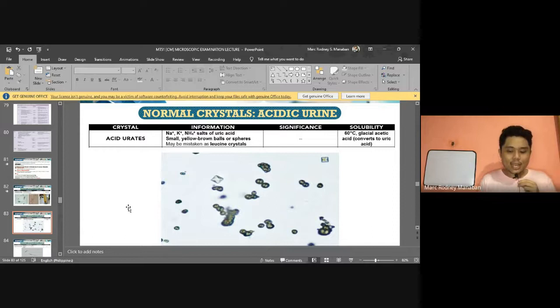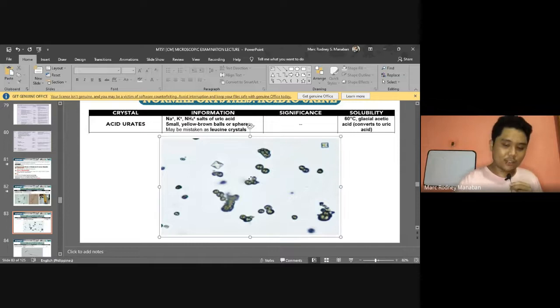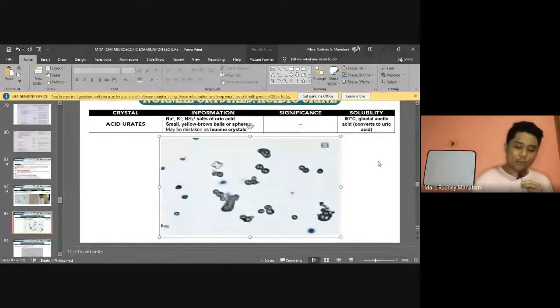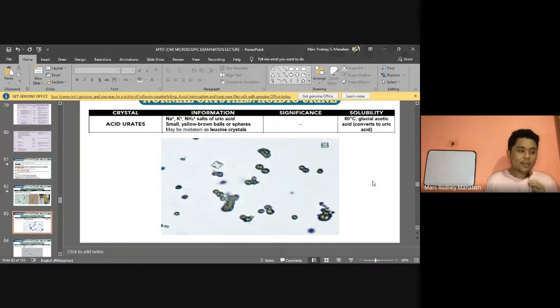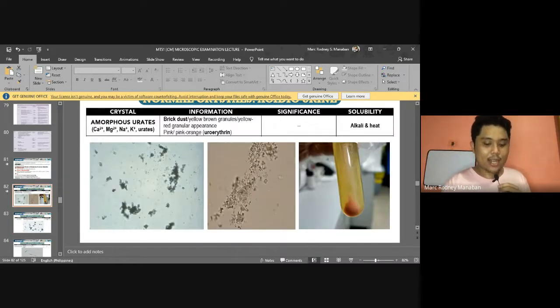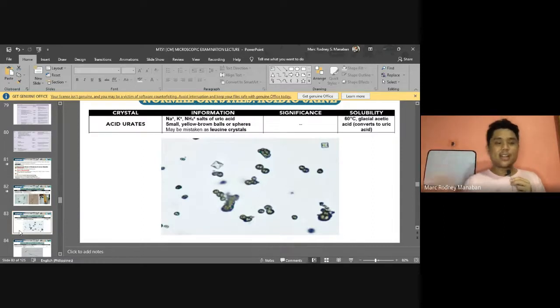So acid urates, again, are salts of uric acid. Their appearance is spheres, small yellow-brown balls, and they may be mistaken for leucine crystals. Later we will see a picture of leucine crystals. For solubility, it can be dissolved by heat, and after addition of acetic acid it will be converted to uric acid. Similar to amorphous urates, if you add acid, it becomes uric acid because the sample is acidified. Remember that below 5.7 or 5.5, it becomes uric acid.